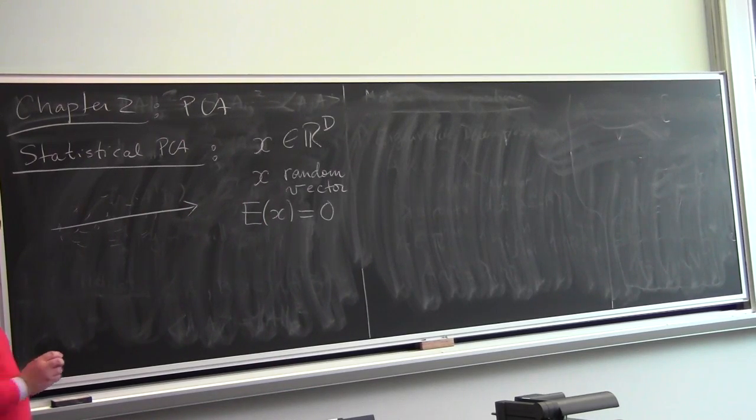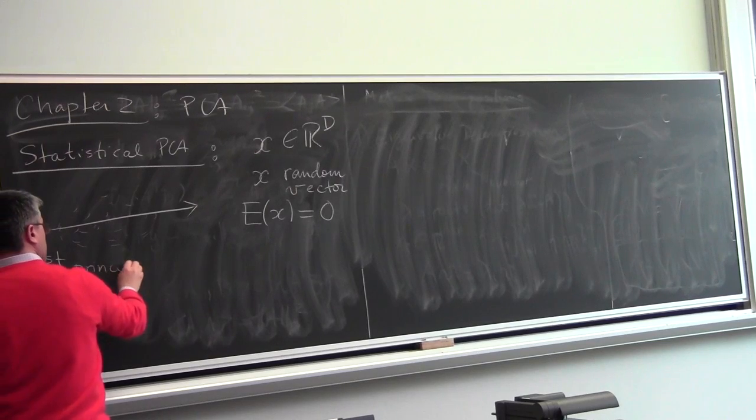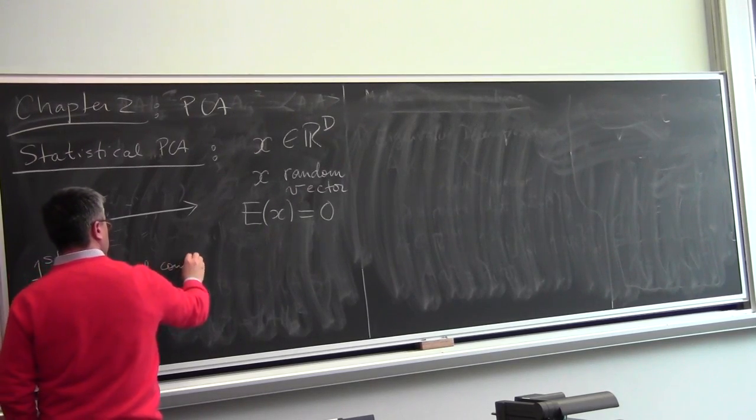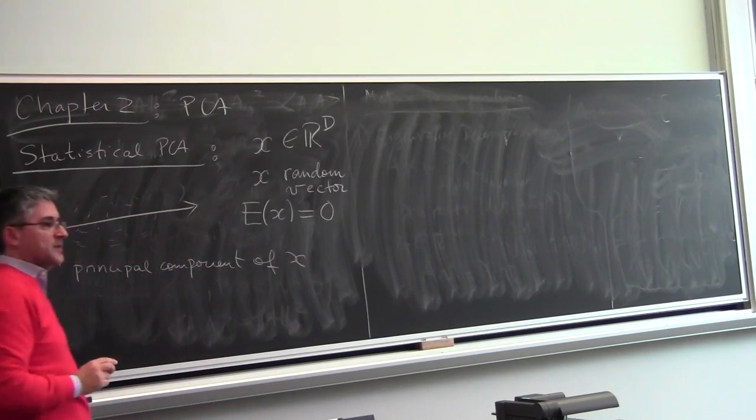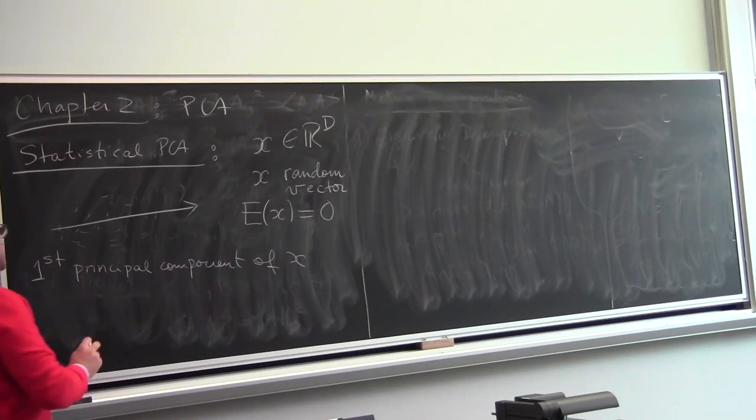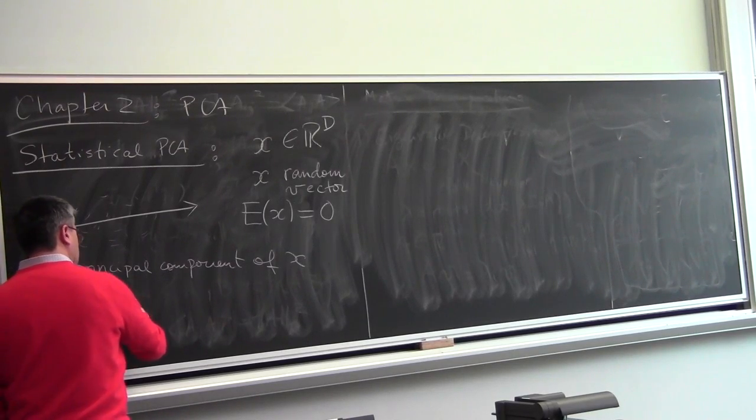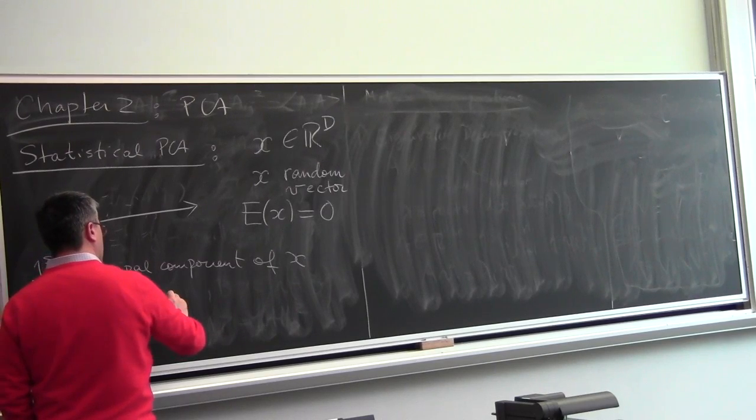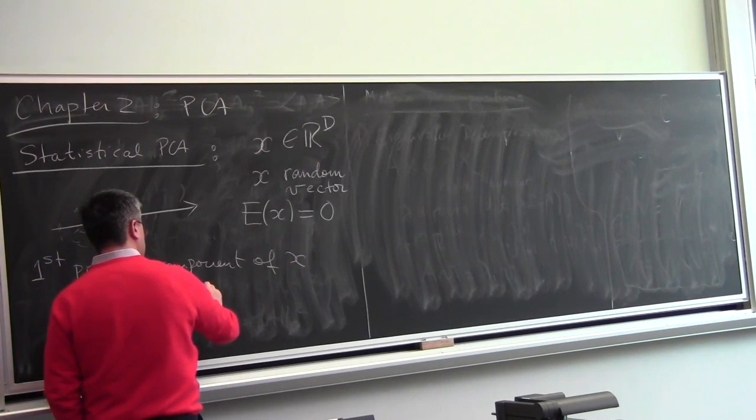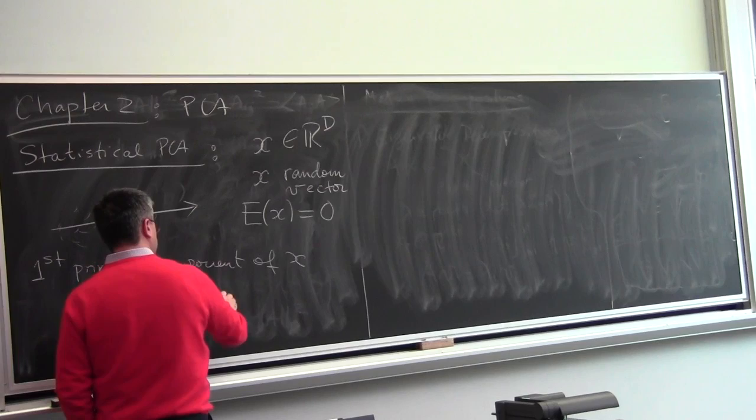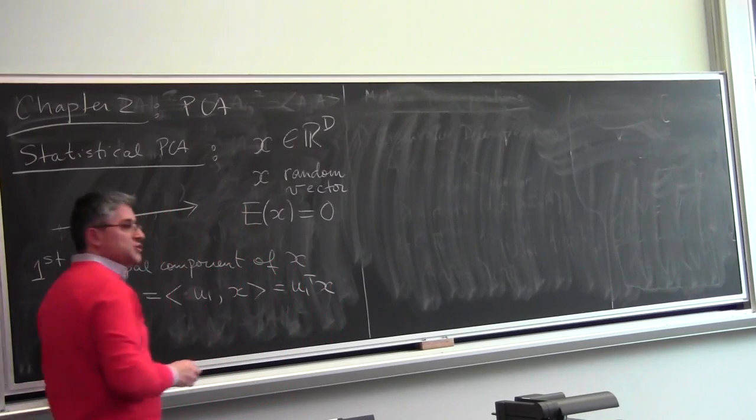So the first principal component of X, okay, the first principal component of X is going to be defined as follows. It's going to be a random variable y sub 1 that is equal to the dot product between x and some vector. So this is going to be, for example, u1 dot x, or if you wish, u1 transpose x. So it's a linear component.